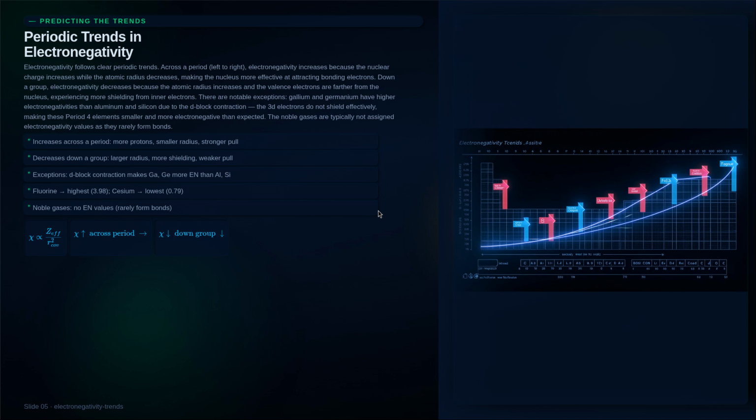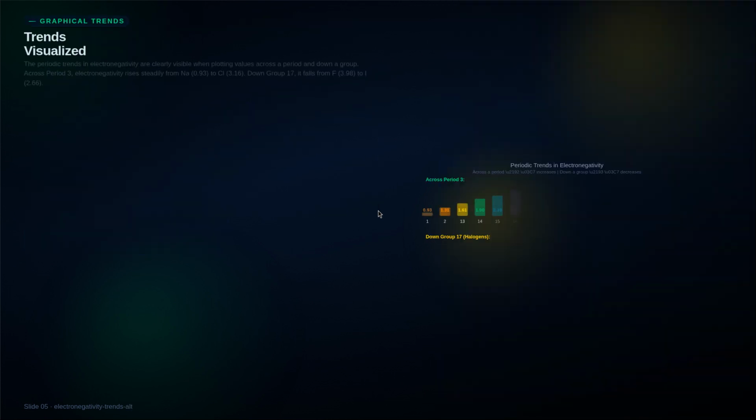with more shielding. There are notable exceptions. Gallium and germanium have higher electronegativities than aluminum and silicon due to the d block contraction. The 3d electrons do not shield effectively, making these period 4 elements smaller and more electronegative than expected. Here we see the periodic trends visualized with bar charts.